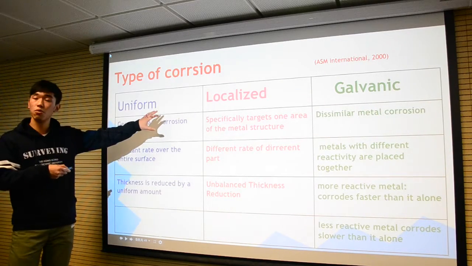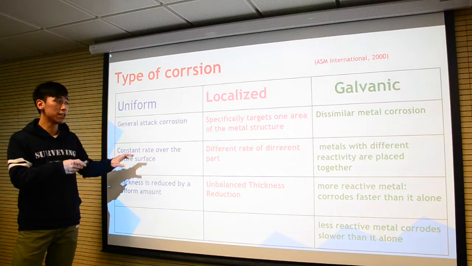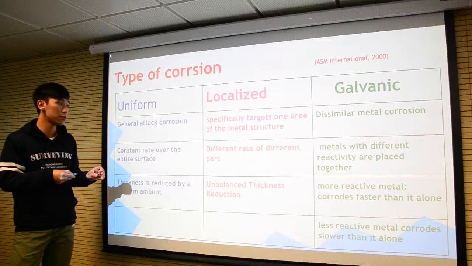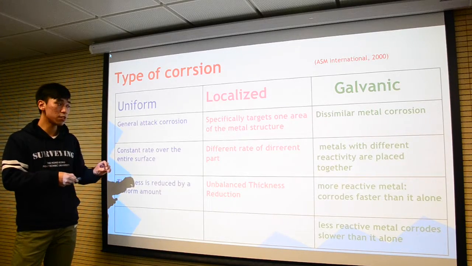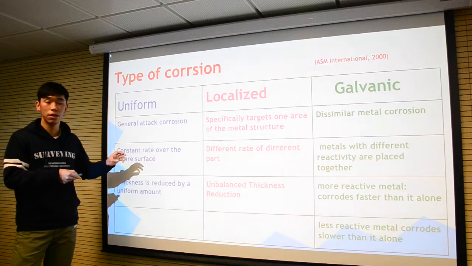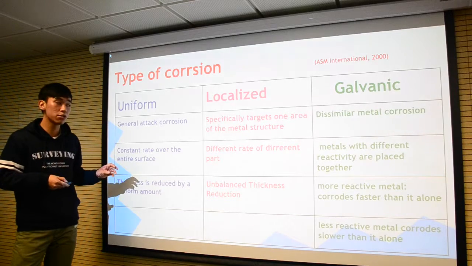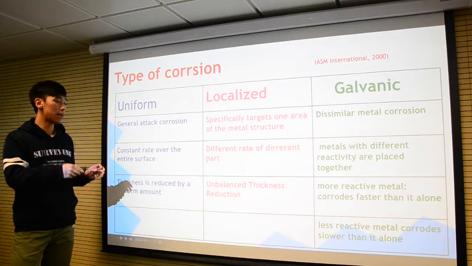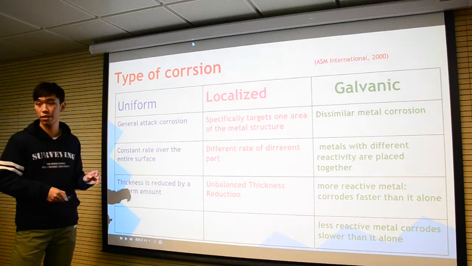However, compared to localized corrosion, which especially targets certain areas of the metal structures, there will be different rates of corrosion in different parts of the metal, so that it will result in an unbalanced thickness reduction.